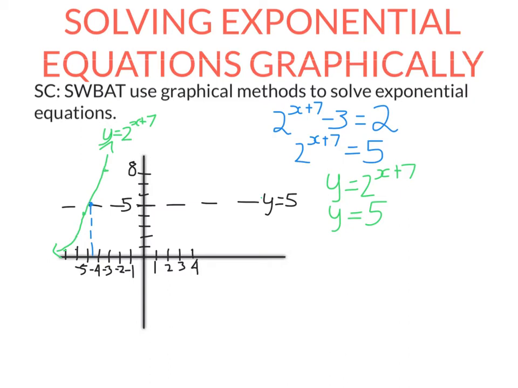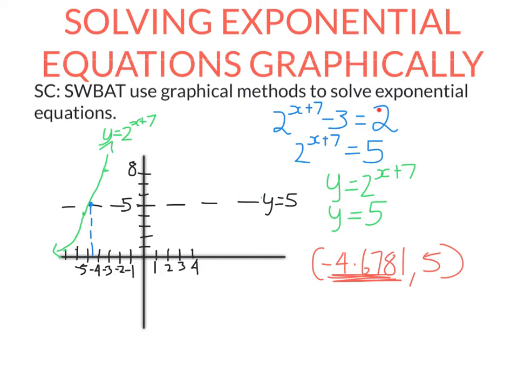So the actual point of intersection here is about -4.67815. So this is the x value that we require. This x value -4.6781 solves this equation here. It also solves this equation here. So that's how we can use graphical methods to solve this equation.